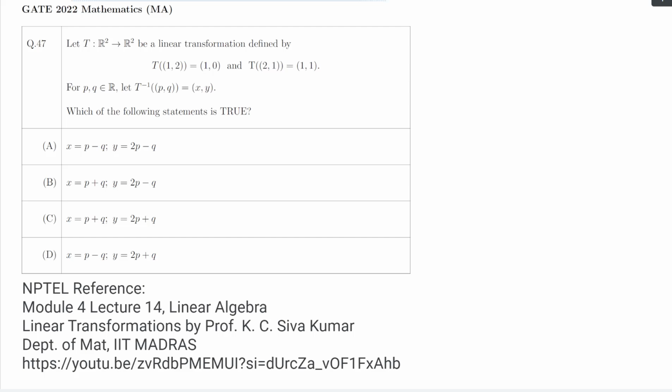The four given options are: first option, x equal to p minus q and y equal to 2p minus q. Second option, x equal to p plus q, y equal to 2p minus q. The third option, x equal to p plus q, y equal to 2p plus q. And the fourth option, d, x equal to p minus q and y equal to 2p plus q.